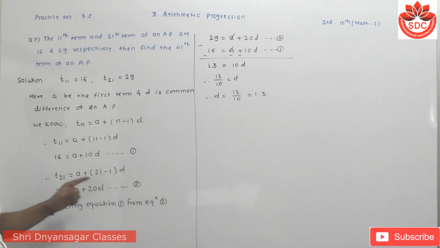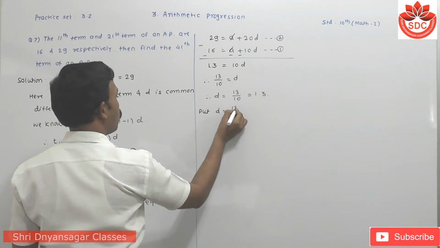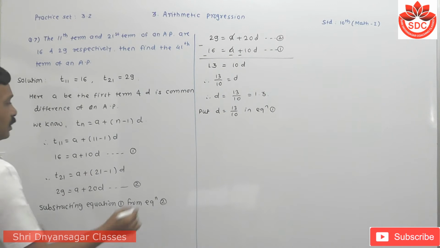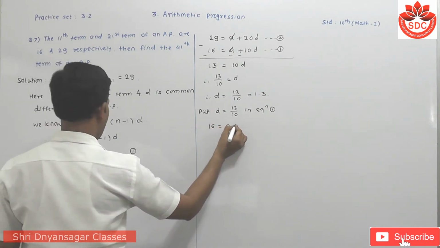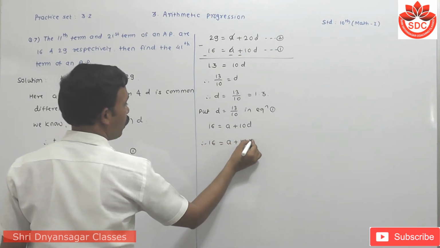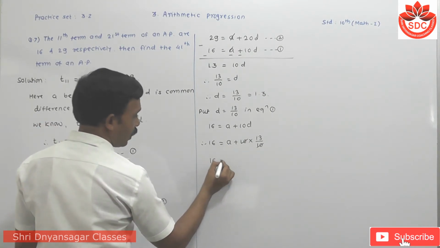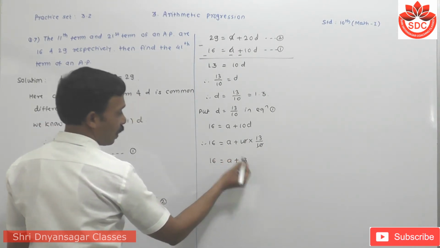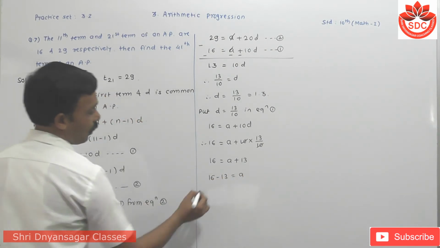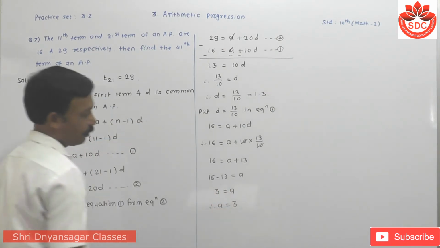Then put this value of d in any equation. Put d is equal to 13 upon 10 in equation first. The equation first is 16 is equal to a plus 10d. Means that 16 is equal to a plus 10 into 13 upon 10. Again 10 gets cancelled. Means that 16 is equal to a plus 13. Transpose here, 16 minus 13 is equal to a. Therefore, subtraction becomes 3 is equal to a. Therefore a is equal to 3.